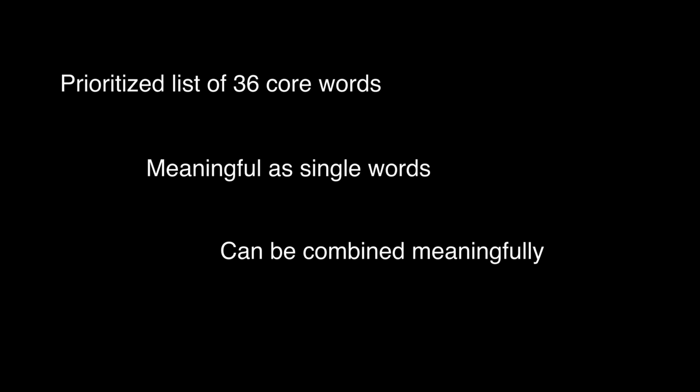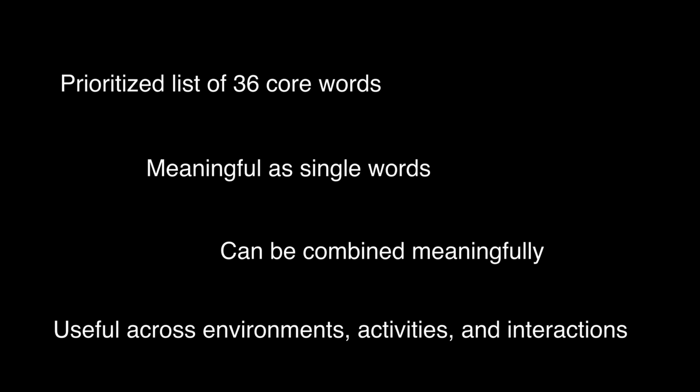The core vocabulary in Project Core is called the Universal Core. It is a prioritized list of 36 words. Each word is meaningful as a single word and can be combined meaningfully with other words in the Universal Core. All of the words in the Universal Core are useful across purposes, places, and partners.